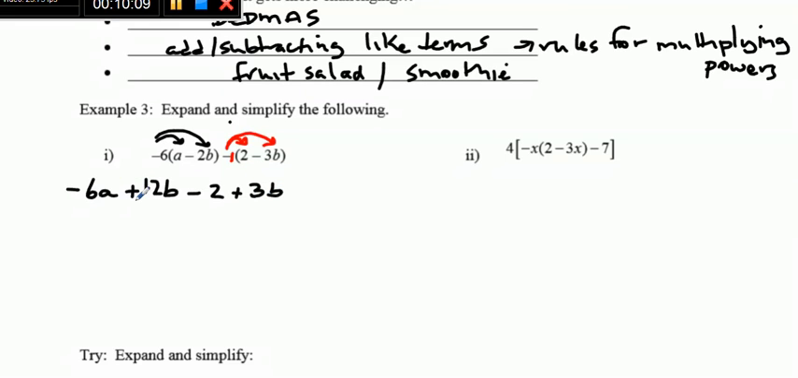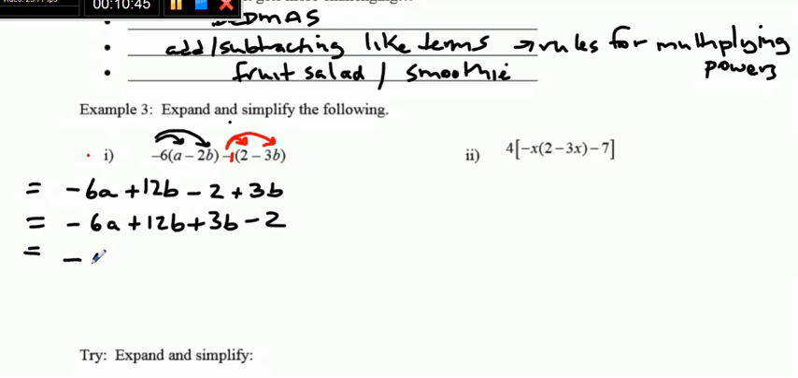Please note that you will never have more than one sign in between. If you end up with a plus minus, it is a minus. Okay, so if you're adding a negative, you're really subtracting. So be careful about that. I only want one sign in between each term. Can I simplify this is the question now, and the answer, of course, is yes. I do have some like terms here. So I have minus 6a plus 12b plus 3b minus 2.